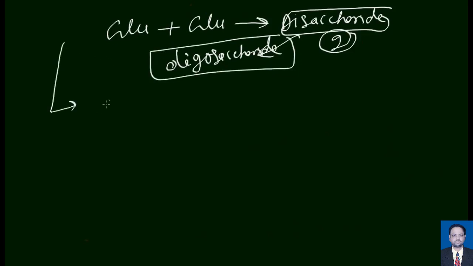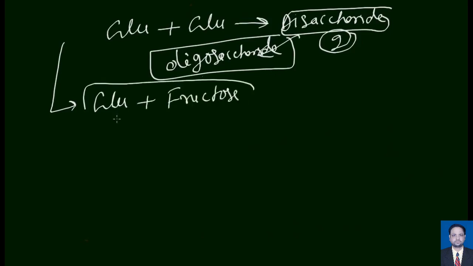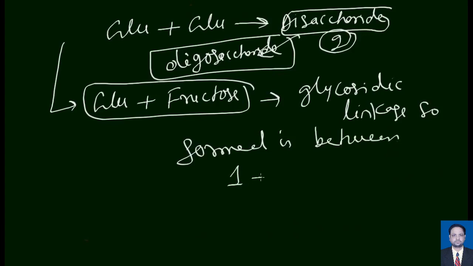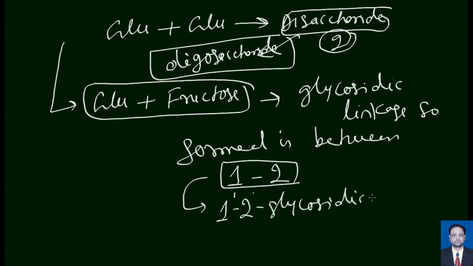But the condition changes when we join a glucose molecule with a fructose molecule. So here what happened? The glycosidic linkage so formed is between carbon 1 and carbon 2 of the alternative groups. So we call it a 1,2 glycosidic linkage. Got it?